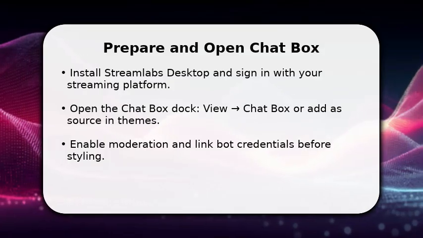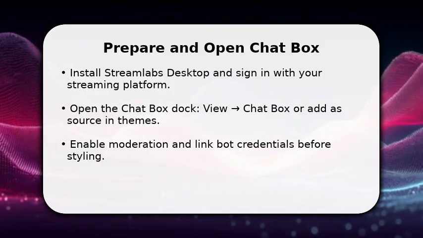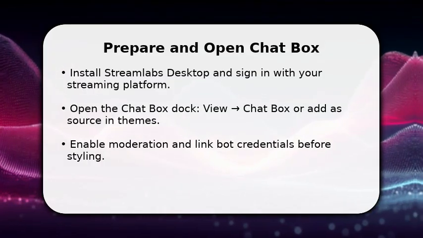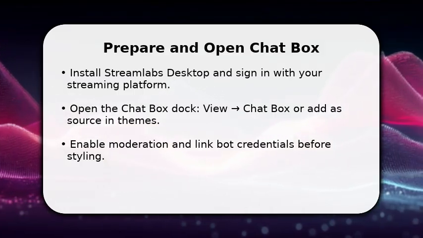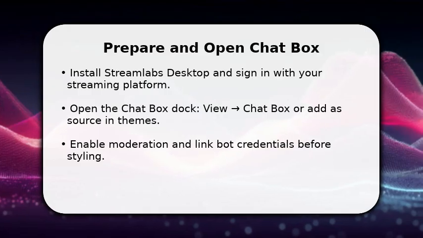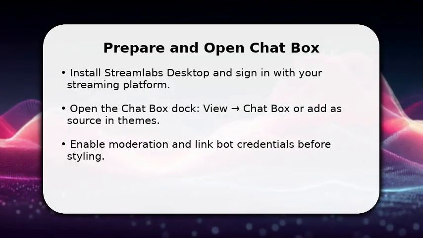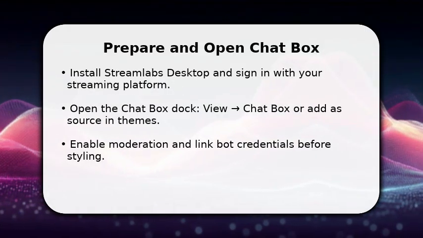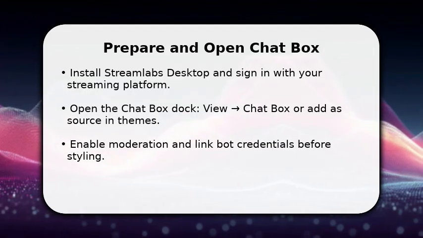You start by getting straight to the chat box. Open Streamlabs desktop and sign in. Once done, add the chat box widget from Widgets or view right arrow chat box. This creates the source you'll edit. Make sure moderation and any bot credentials are connected now so messages display correctly. You're doing this first because styling without a live data source can hide issues later.